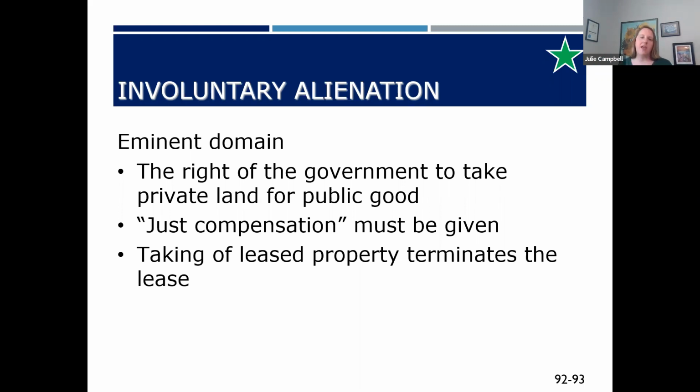If eminent domain takes a leased property, there's a tenant in place, then the action of eminent domain is going to terminate the lease. Now, hopefully they'll give the tenant 60, 90 days to find somewhere else to live. Hopefully they just don't show up and say, get out now. So there should be something in place. Give them time to find somewhere to go.